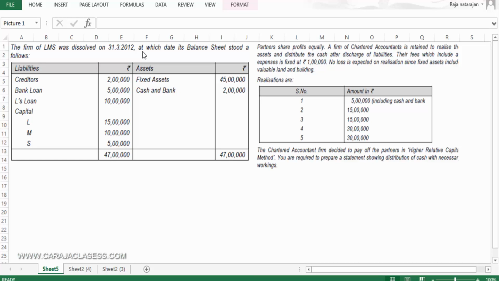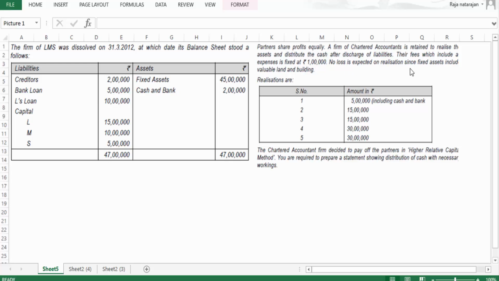The firm of LMS was dissolved on 31st March 2012, at which date its balance sheet stood as follows. Creditors 2 lakhs, bank loan 5 lakhs, L's loan 10 lakhs, then the capitals of LMS are available. Fixed assets and cash at bank are available. Partners share profits equally. A firm of chartered accountants is retained to realize the assets and distribute the cash after discharging the liabilities. Their fees, which include expenses, is fixed at rupees 1 lakh.